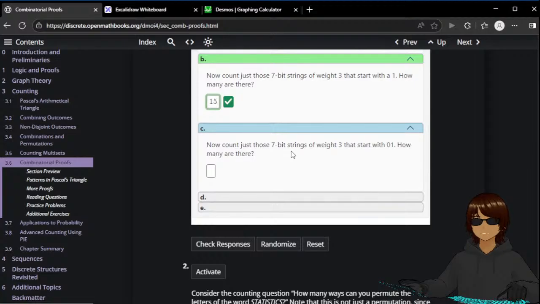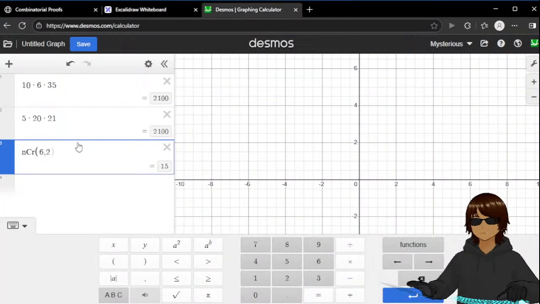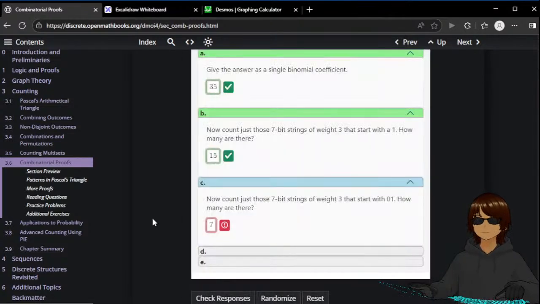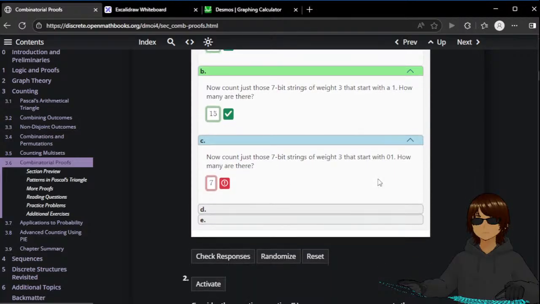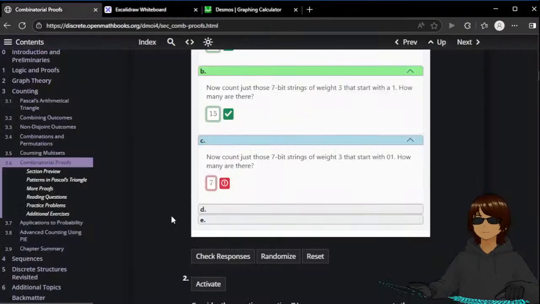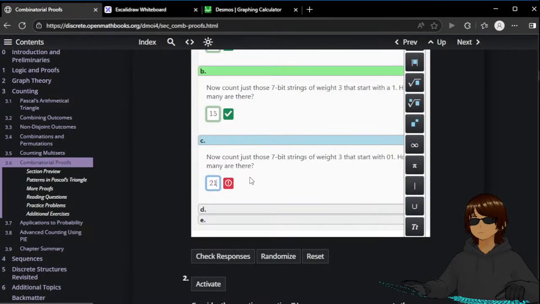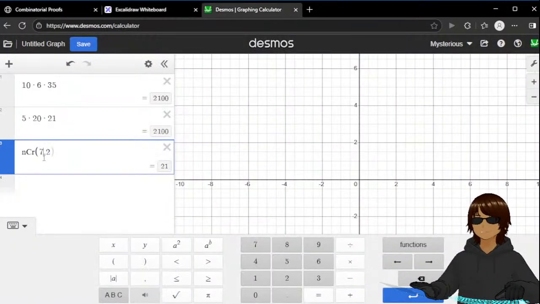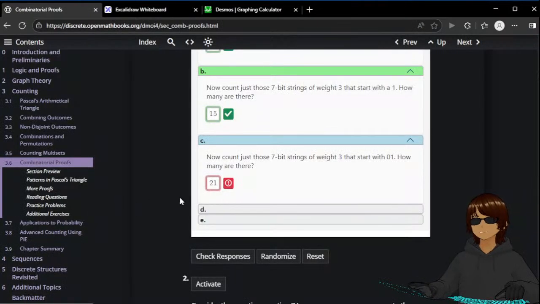Now count just those 7-bit strings of weight 3 that start with 0, 1. How many are there? So 7 with weight 1, right? Sorry, 7 with weight 2, 21. Nope. 6 with weight 2. Or 5 with weight 2, which is 10.